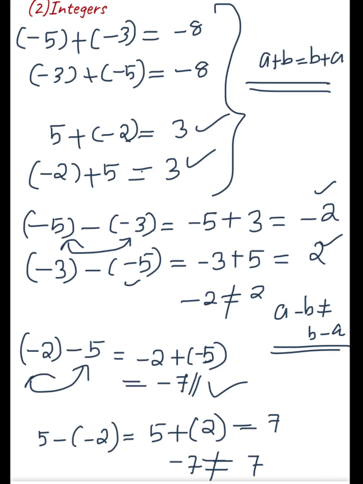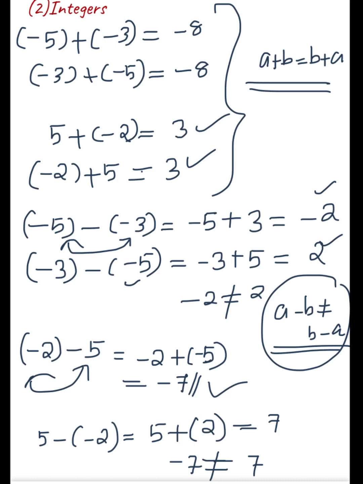Okay. So here also you can see that A minus B is not equal to B minus A. Okay. So what can you say? You can say that subtraction is not commutative for integers. Okay. In the case of subtraction, A minus B is not equal to B minus A. So subtraction is not commutative for integers.